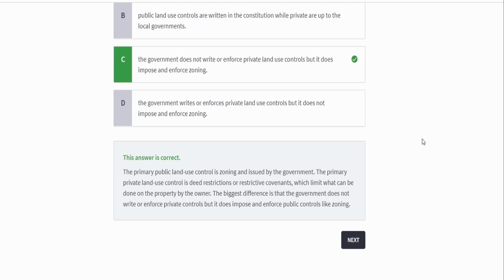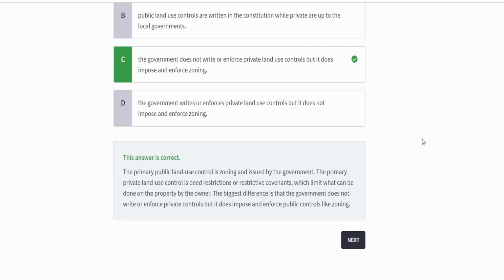Let me explain that one more time. Sorry, it's a little bit of a tongue twister, all the P's in public, private, all that good stuff. So let's make this super simple. Okay, let's not overthink this. When you think public land use control, think of zoning.